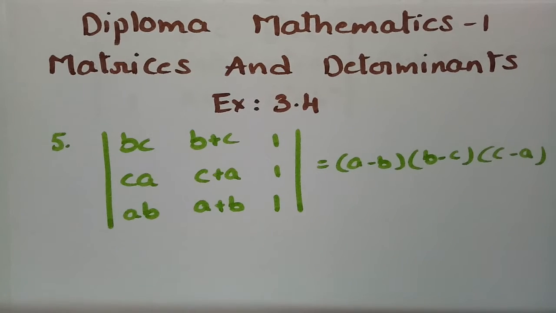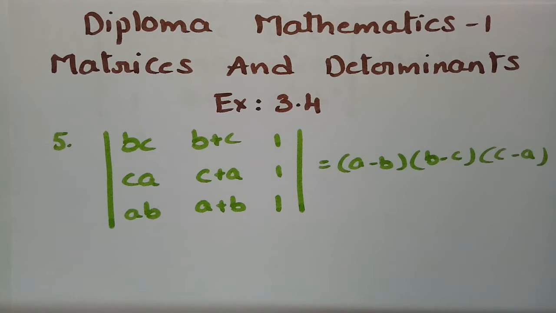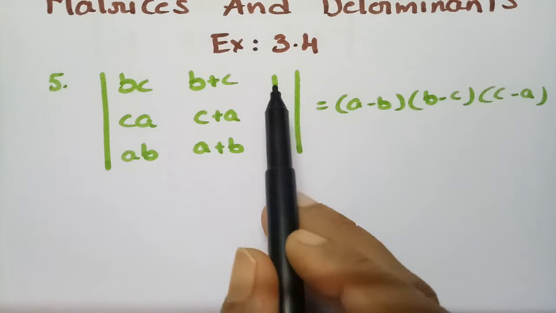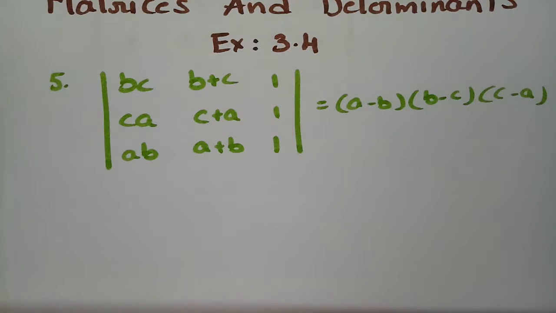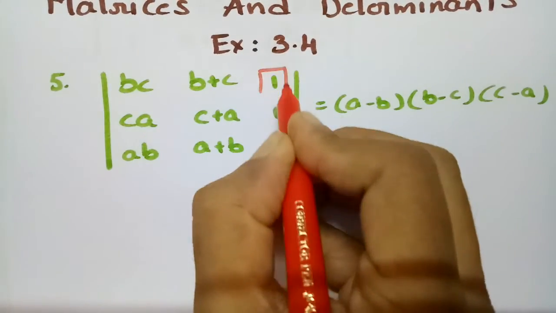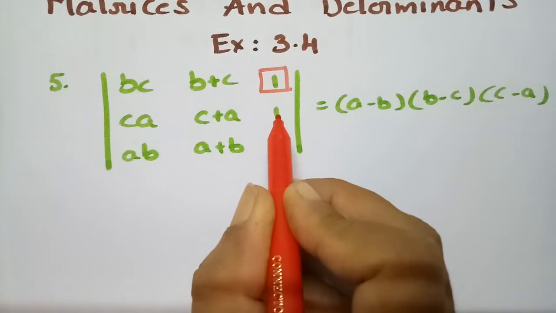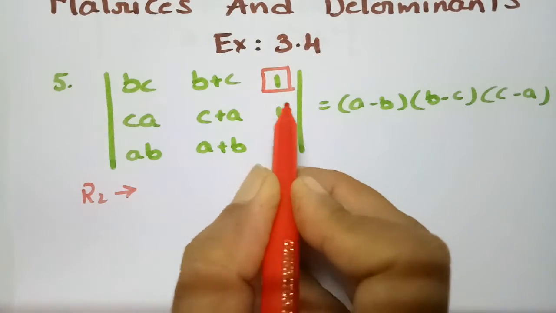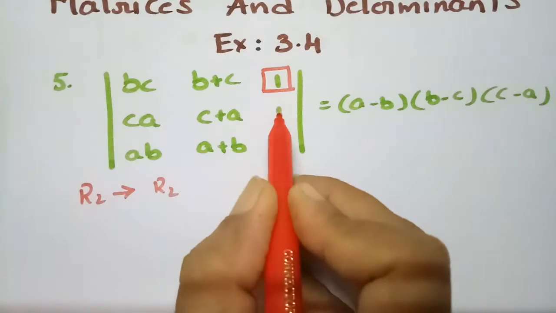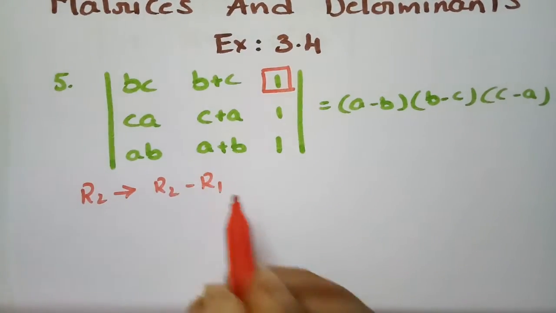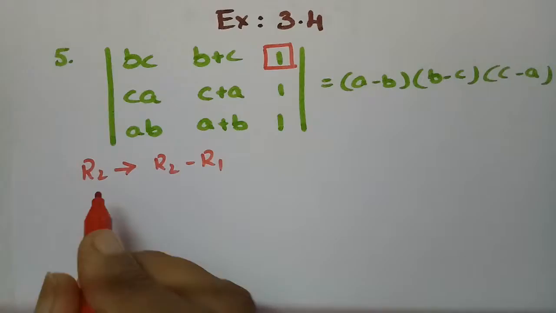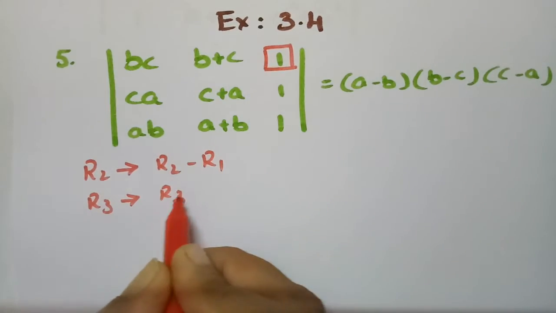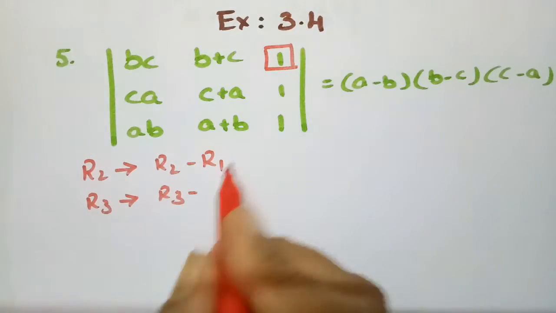For the 5th question, I am giving a solution for the following determinant. There are ones in row 1, row 2 and row 3, so I'll use this row 1. Using row 1, I'll make row 2 and row 3 zero. For R2, I have to make this 0, so R2 will be as it is, and I am subtracting R1 from R2. And the next one, R3 will be as it is, and I am subtracting R1.